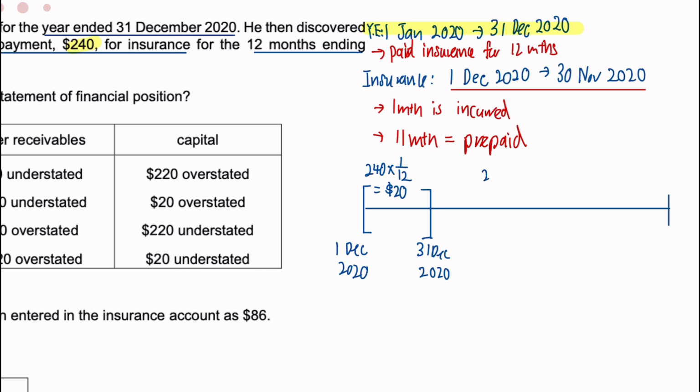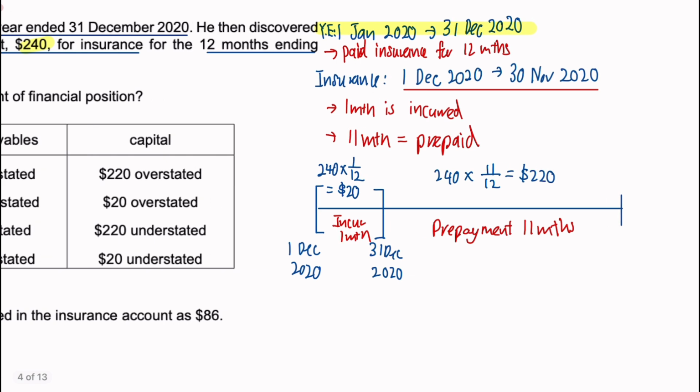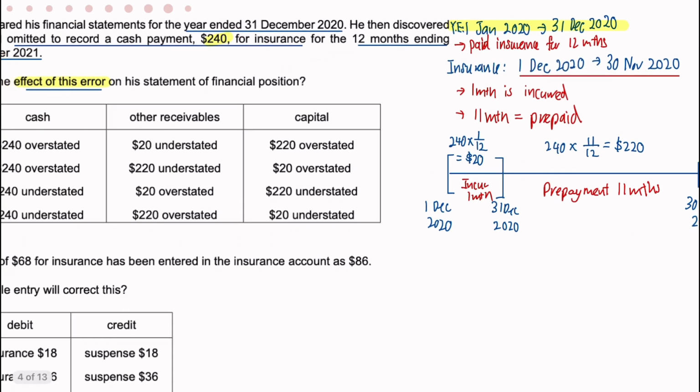Okay, and then the rest, 240 times 11/12 because it is prepaid, so we know that prepaid is 220. So this is what we actually incurred for 1 month, and this one is what we prepaid. Okay, so by drawing this, it can help you to visualize. And this is 30th November of 2021. Okay, let's see the answer.